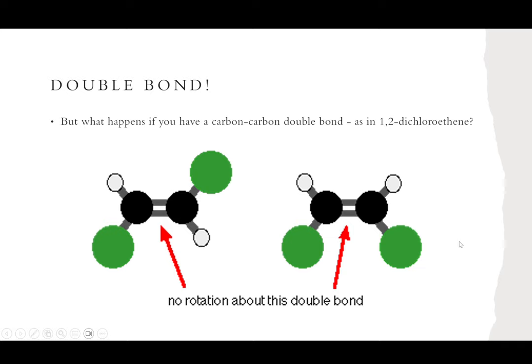So we have the double bond. So a double bond is necessary. So we have that there. So what happens if you have a carbon-to-carbon double bond for 1,2-dichloroethene? So we have this type of isomerism. Can anybody identify these two isomers? What would A be and what would B be?